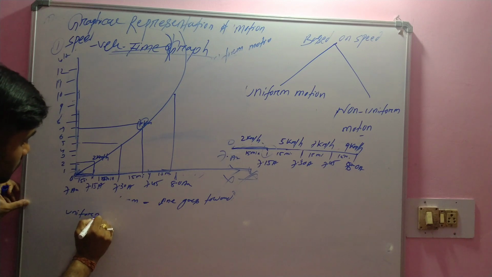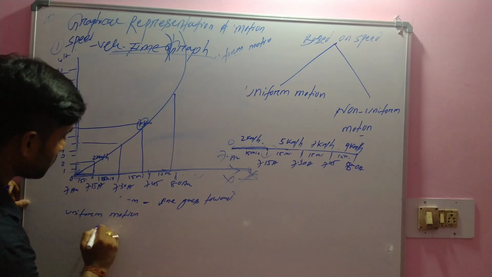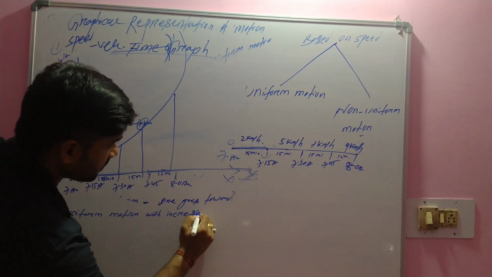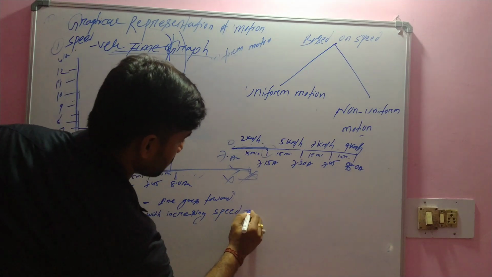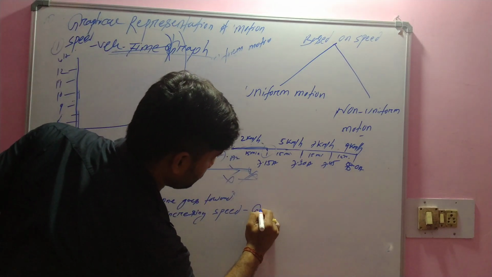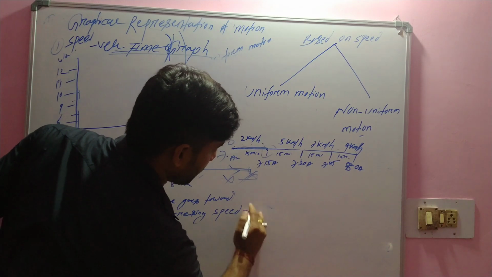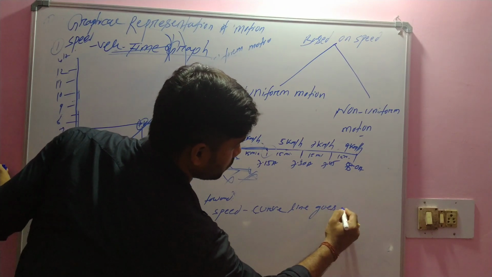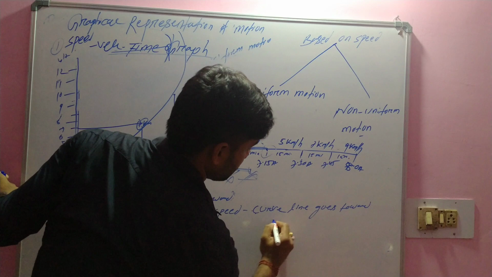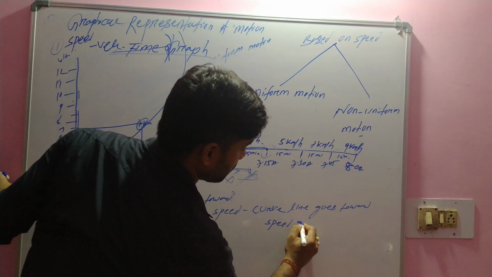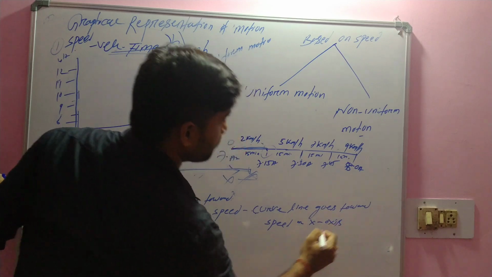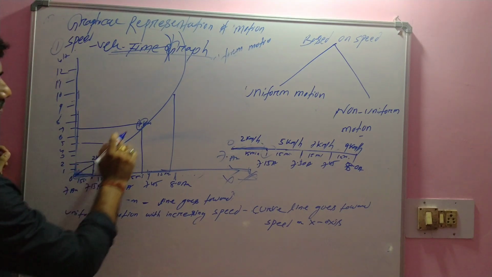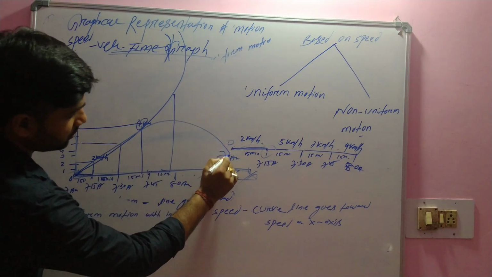Non-uniform motion with increasing speed: the graph is a curved line that goes towards the speed axis. If the speed decreases gradually, then the curved line goes towards the y-axis.